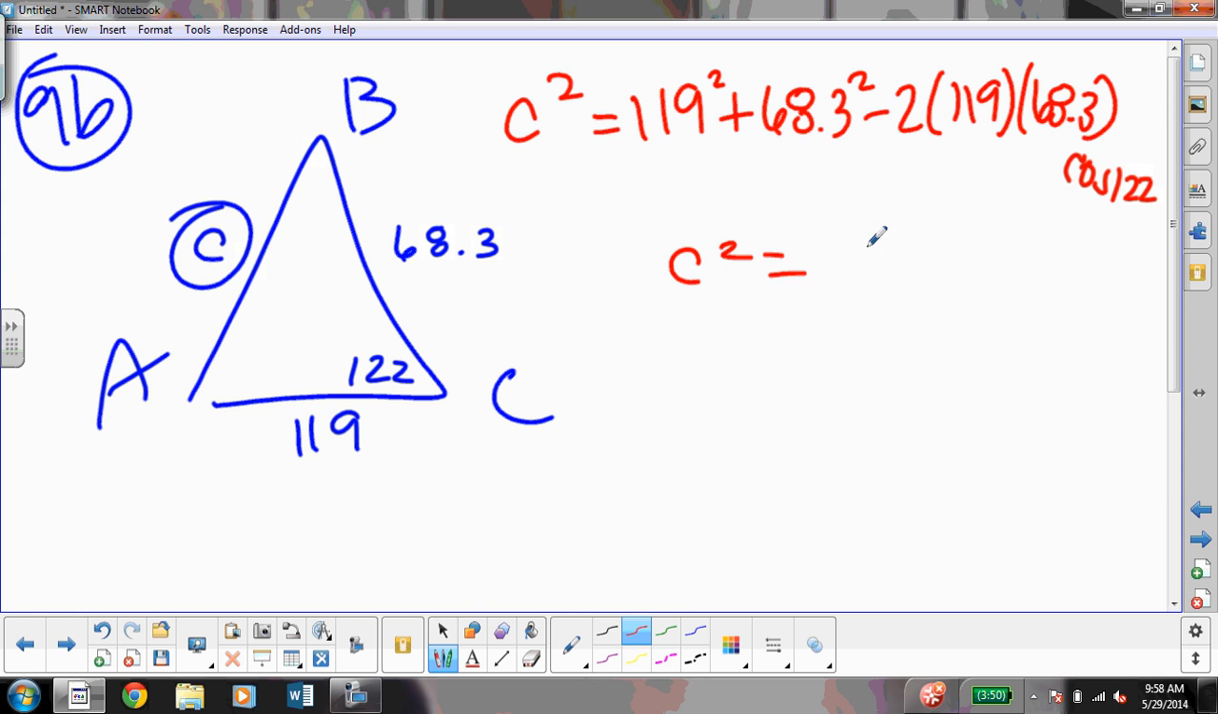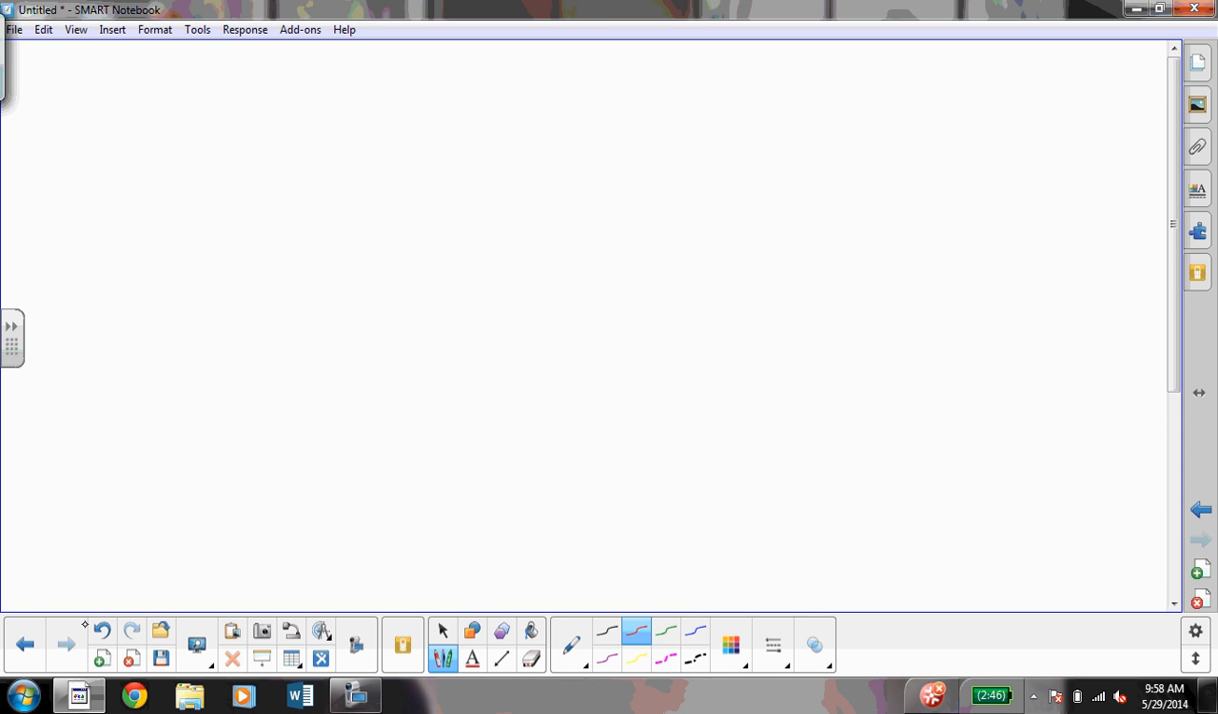So c squared equals 27,439.9. And then I'll have to square root that. Remember, whenever you square root equations to solve, you do plus or minus, but since we're dealing with a measurement here, we don't care about the negative. So 165.65 is my answer for side c.